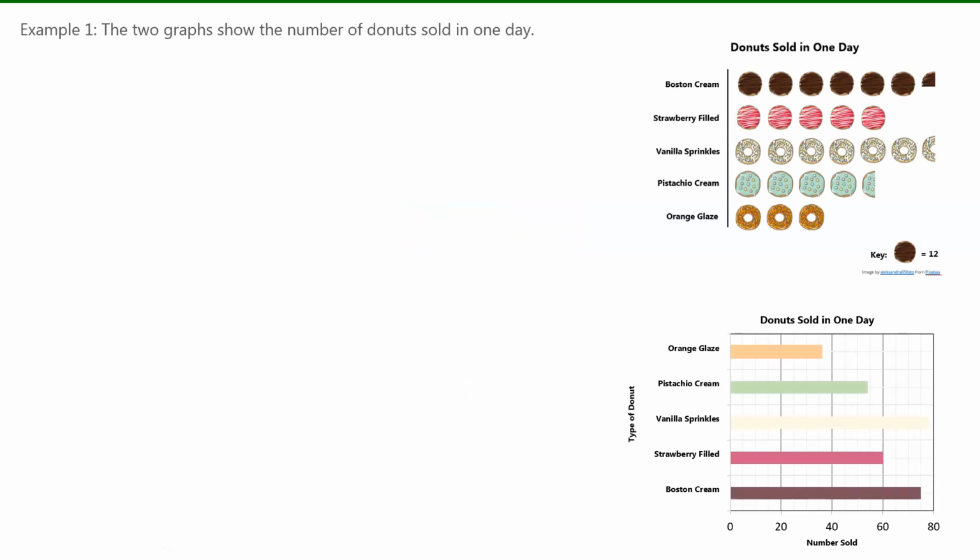Example 1. The two graphs show the number of donuts sold in one day. On the top here, we have a pictograph, and on the bottom, we have a bar graph. List two things you know from the pictograph.